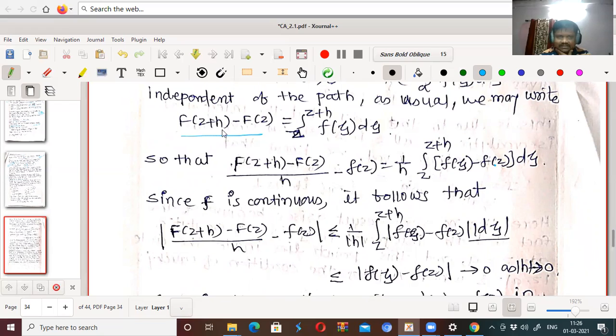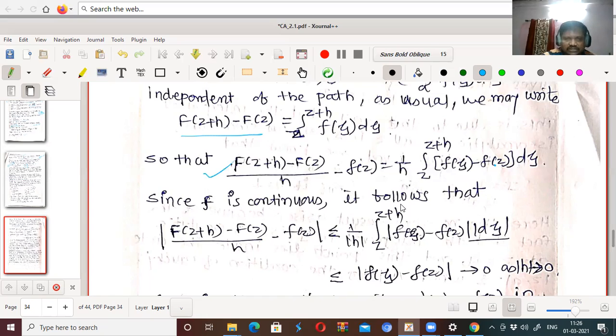What about here? (F(z+h) − F(z))/h is nothing but 1/h times the integral from z to z+h of f(z) dz. Now, minus small f(z) means we have taken minus 1/h times the integral from z to z+h of f(z) dz. If I take f(z) outside, the integral from z to z+h of dz is z+h minus z, that is h, which cancels with this. So this is just an arrangement.